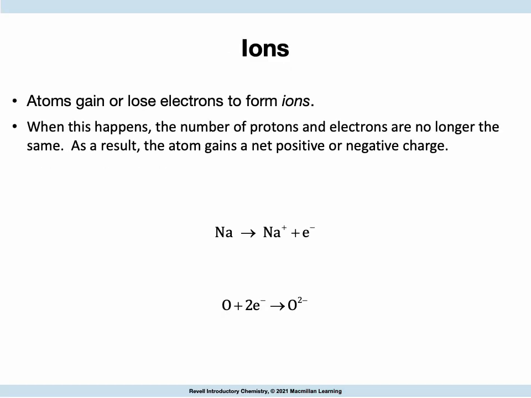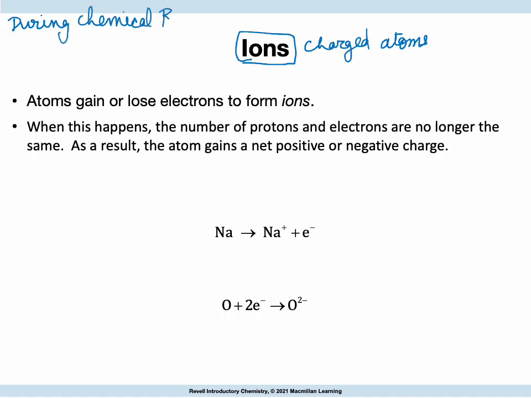The next topic is ions. What are ions? Ions are basically charged atoms. When atoms carry charges, they are called ions. Why do atoms carry charge? During a chemical reaction, atoms will either gain electrons or they lose electrons.